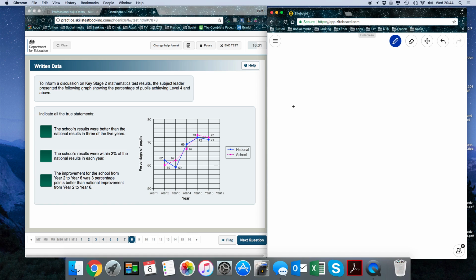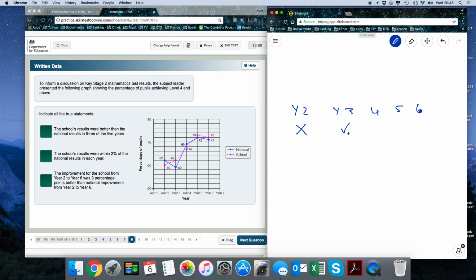I think what I would do here is say, right, you've got year 2, year 3, 4, 5 and 6. That's what it goes to. And you just do a tick or cross for each one. So when you look at year 2, is the school's result higher than the national? No, it isn't, so I put a cross.